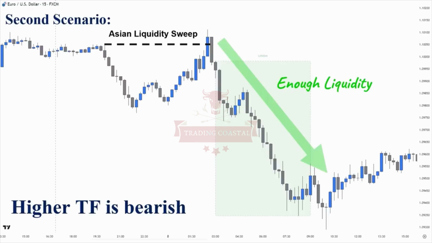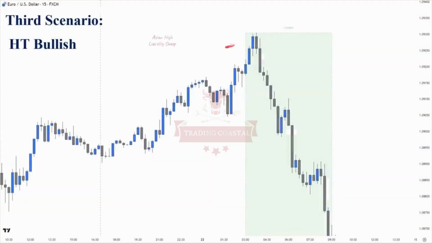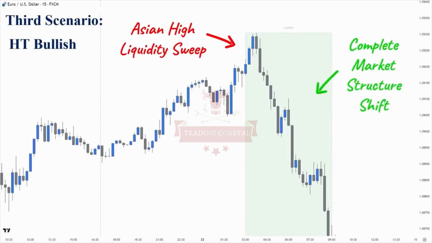In the final scenario, the price heads for sweeping liquidity beyond the high or low of the day that the Asian session created. Then we witness a complete shift in the market direction. Now let's see some real chart examples to show you step by step what's going through our mind when the London Killzone starts.